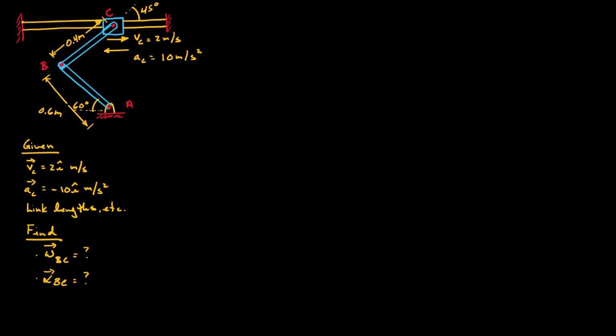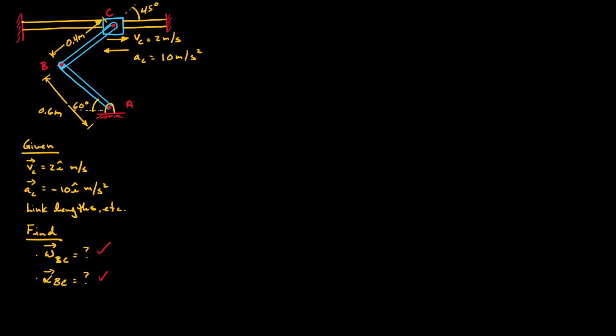shown here. So the velocity of C is 2 meters per second to the right, and the acceleration at point C on the collar is 10 meters per second squared to the left. The collar is attached to link BC through a pin joint at point C. So we're given the length of BC and the length of link BA. So what we're asked to find here is that at this instant, what is the angular velocity of link BC and the angular acceleration of link BC.